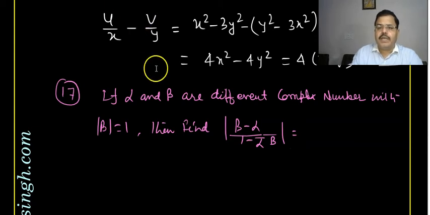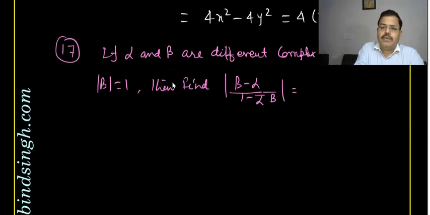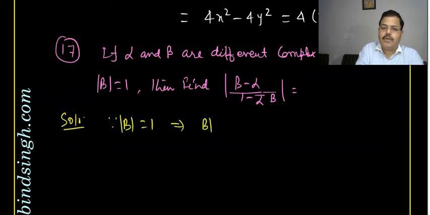Of course, mod of beta is equal to 1, given here. So we can write the solution here. Since mod of beta is equal to 1, therefore mod of beta square is also equal to 1, and therefore beta into beta conjugate is equal to 1.